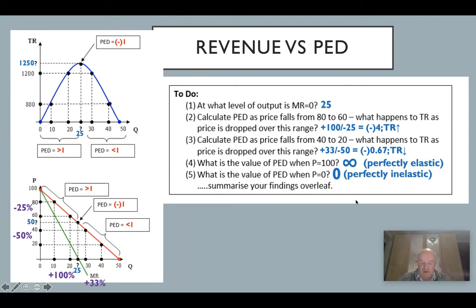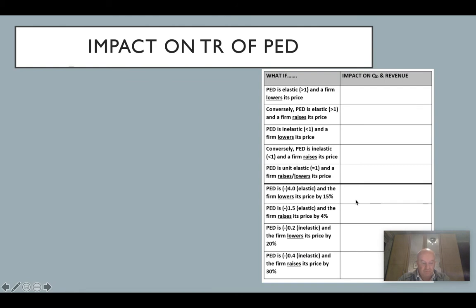Okay, so if we're going to then summarize that, you'll see on page 51 we're looking at the impact of price elasticity of demand on total revenue. In this scenario, we've got a what if and some impacts on quantity demanded and the revenue achieved. So we're just going to run through each one of these.